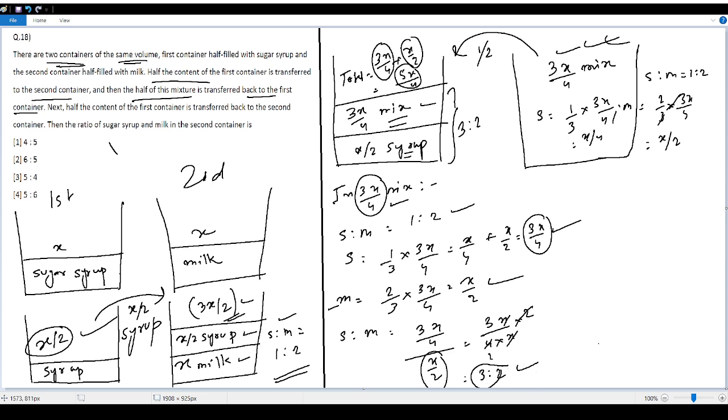Did you understand? Please tell me. Did you understand why I added this half? Yes. x by 4 is the amount of syrup that is in this mixture, and x by 2 was already present. So x by 2 added, that is 3x by 4. Now milk is only present in this mixture, which is 2 by 3 into 3x by 4, that is x by 2. So what is the ratio? The ratio is 3x by 4 by x by 2, that gives me 3 is to 2.